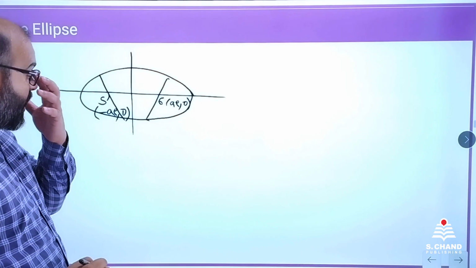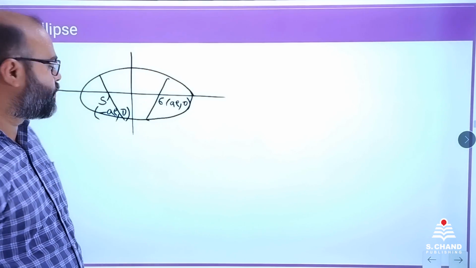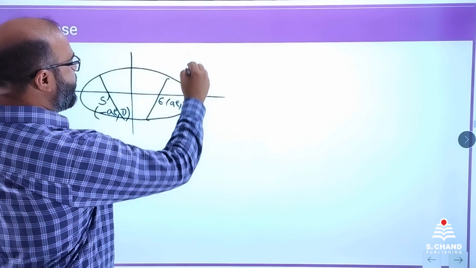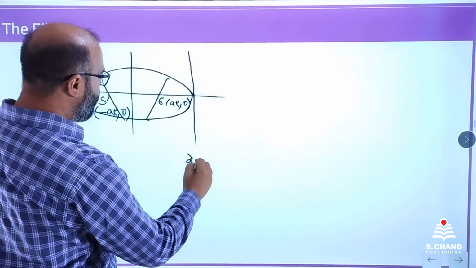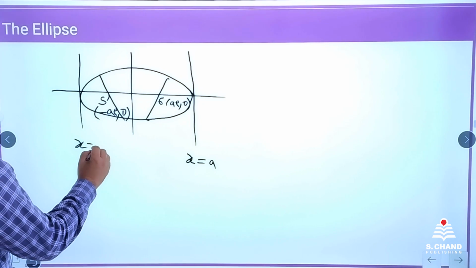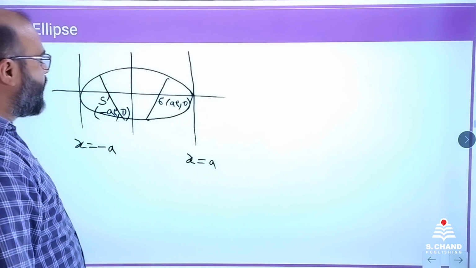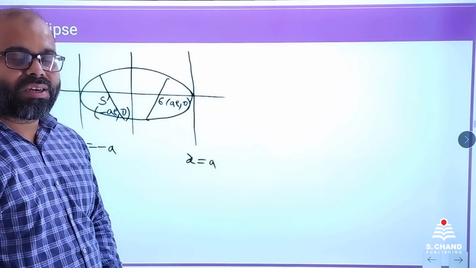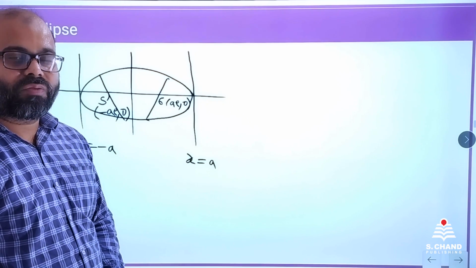So we say that there are two foci here. Now there is a tangent at vertex, which is x is equal to A and x is equal to minus A. There are two tangents at two vertices. What is another definition of an ellipse? There is another definition of an ellipse which is very important for us.